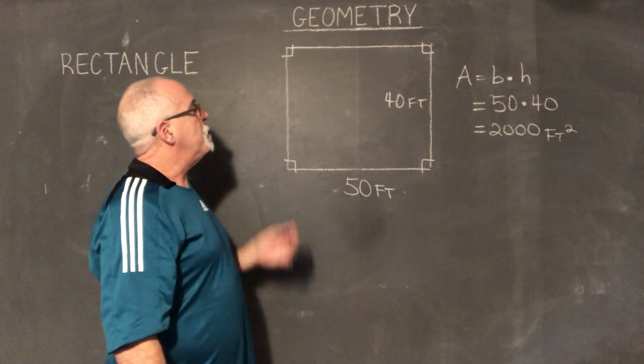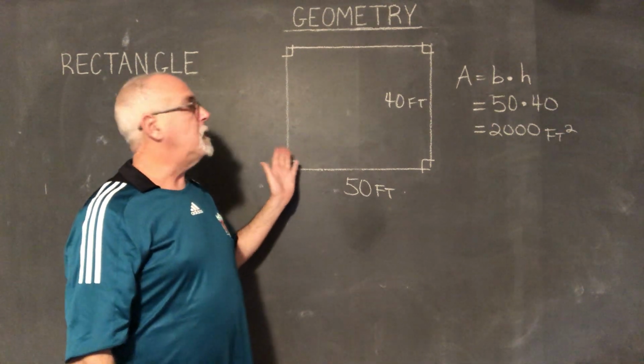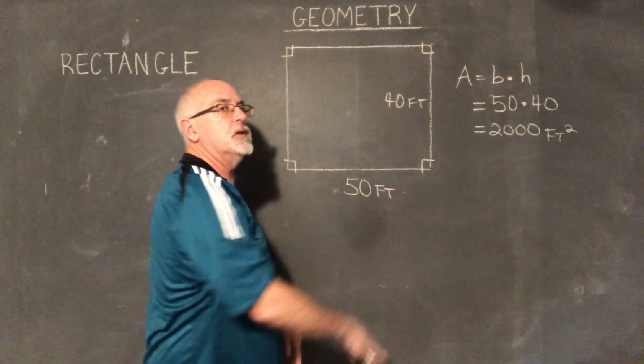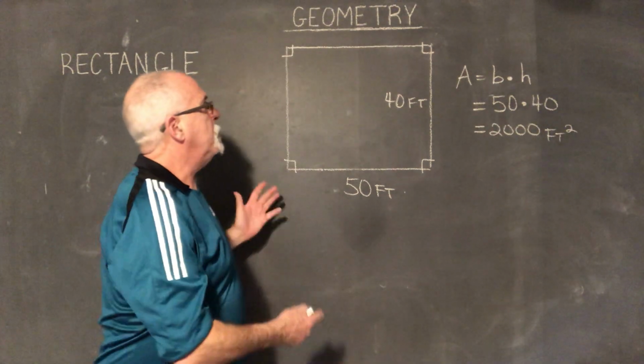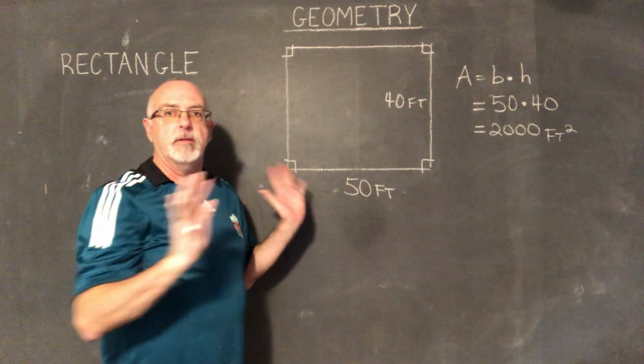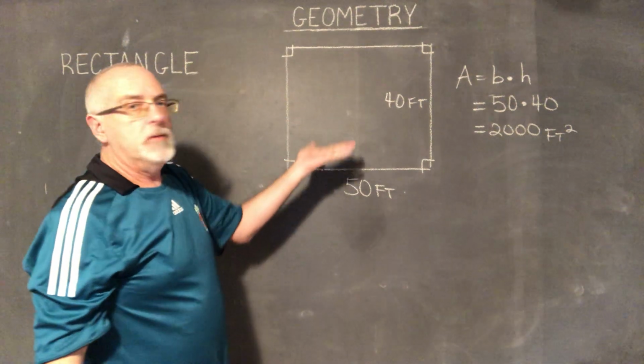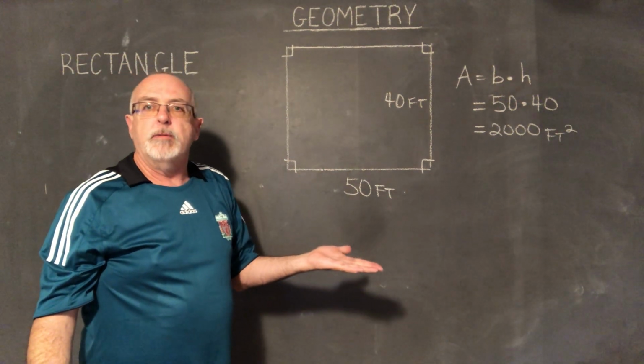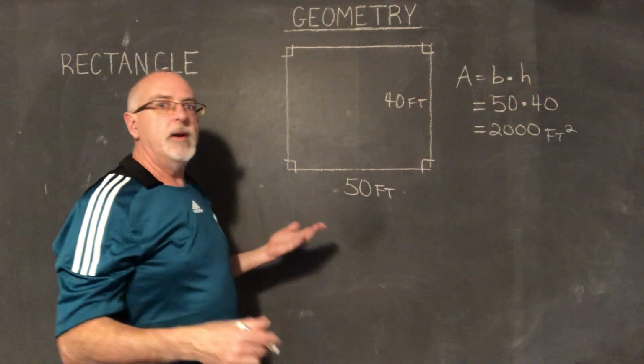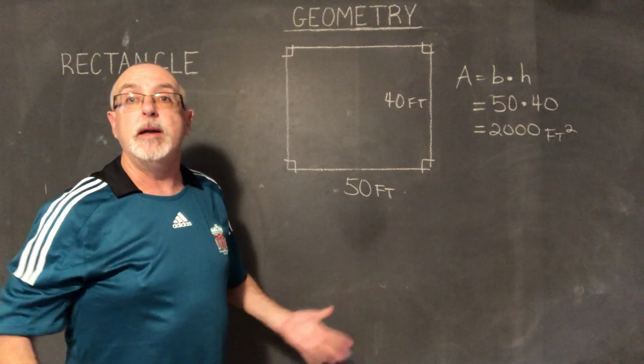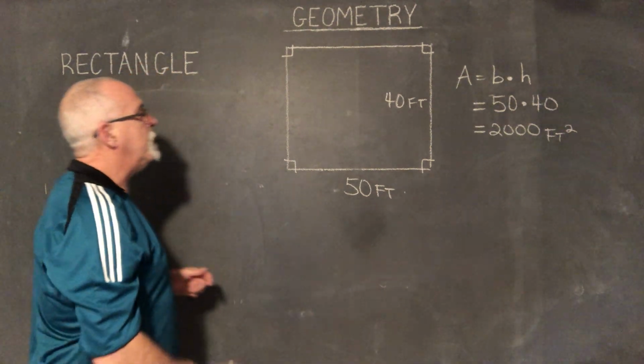Why would I want to know the perimeter? What if I wanted to build a fence all the way around? Let's say there was no house built yet, and I wanted to put a fence all the way around just the backyard of this property. Well, I would need to know the perimeter of the property in order to know how long the fence is going to be and figure out how much wood I have to buy, etc.